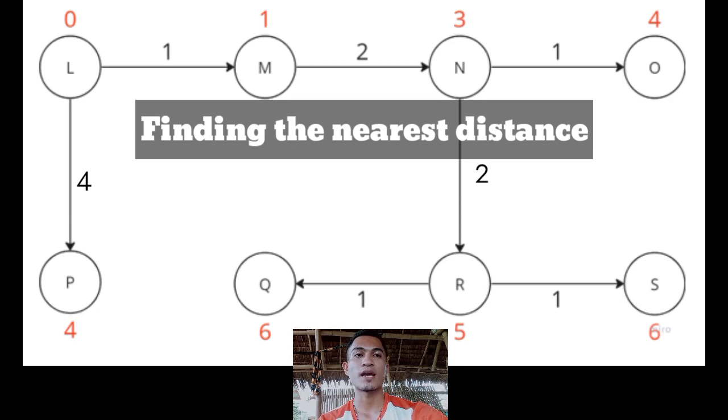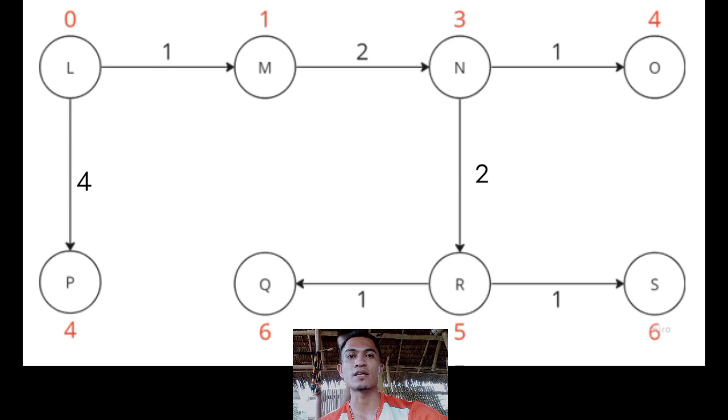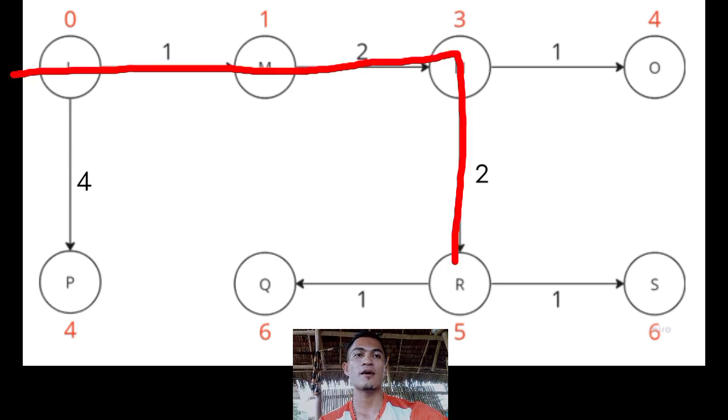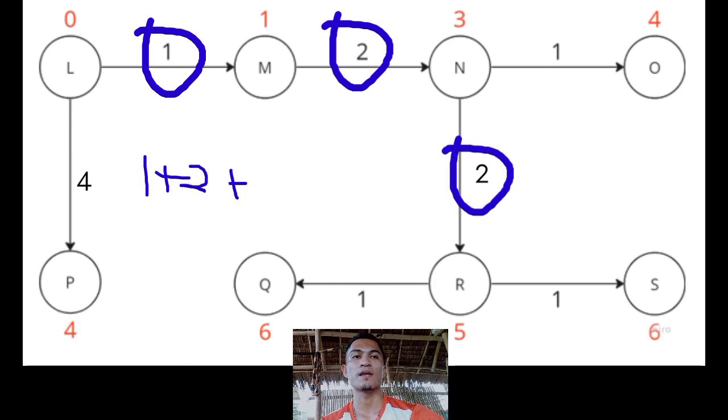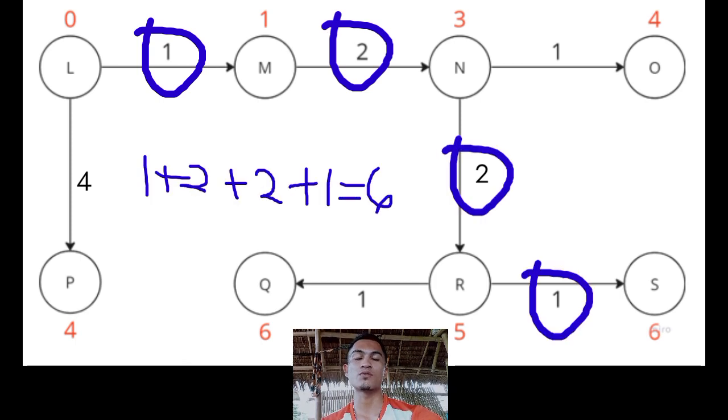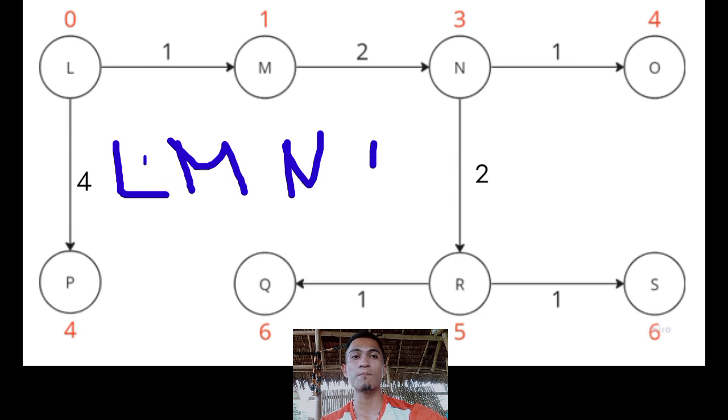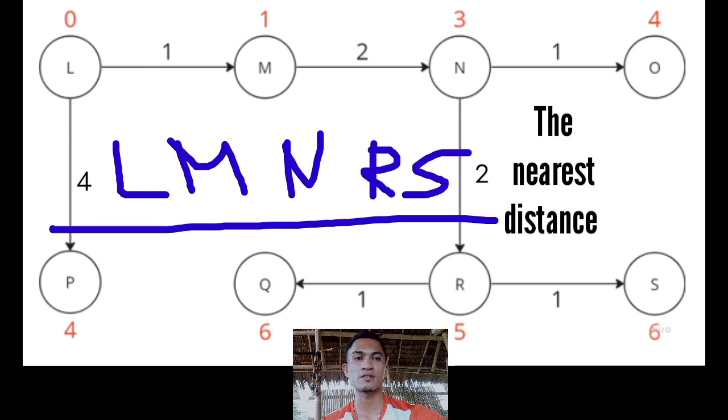If we look for the nearest sum to everything, like L to S, of course we pass through L, M, N, R, S. From L you add 1, and then to M the 2, so it equals 3. Then 3 plus 2 is 5, and then plus 1, that is why it is 6. So this is the nearest, the shortest path for locating with Dijkstra's algorithm. That is why we have L, M, N, R, S.